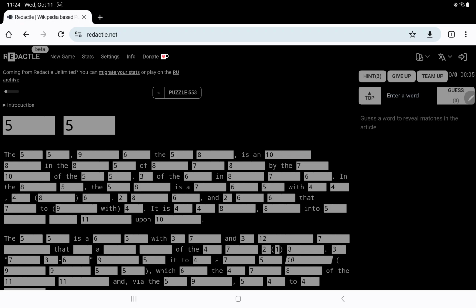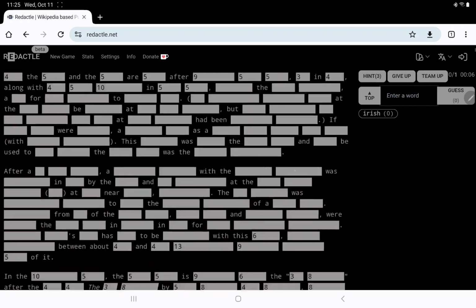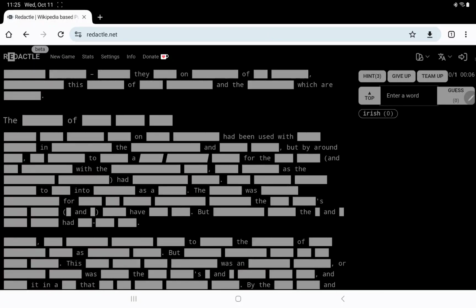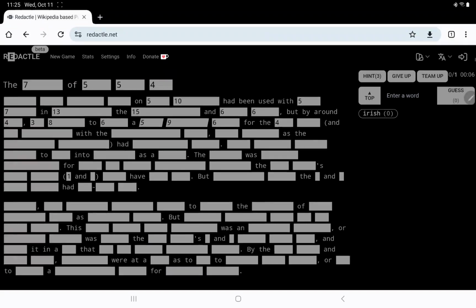In the 8-5 and 8-7 by the something of the Irish state, maybe? Let me try Irish and see if I'm on the right lines or if I should get that out of my head. Yep, I'm gonna get that out of my head, as opposed to getting out of my head. The 7 of 5-5-4 had been used with 5-7, but by around some year, a 5-9-6.